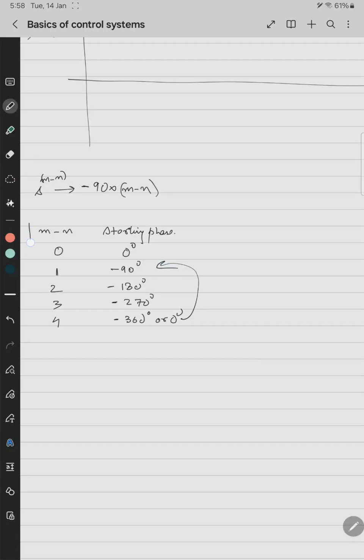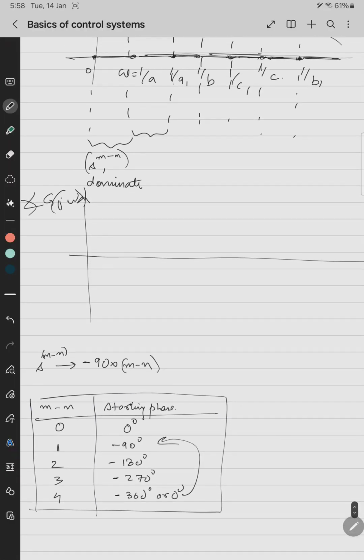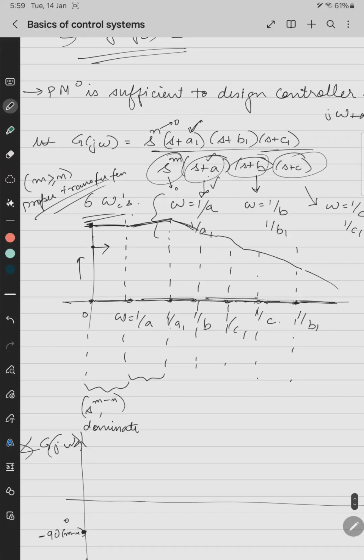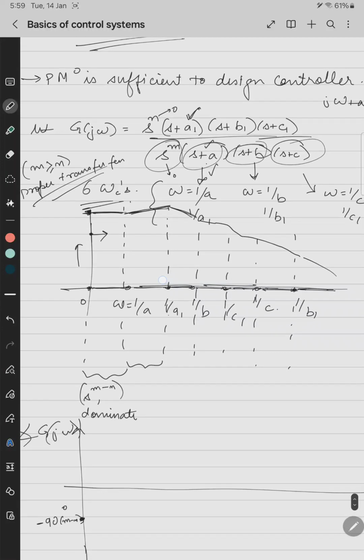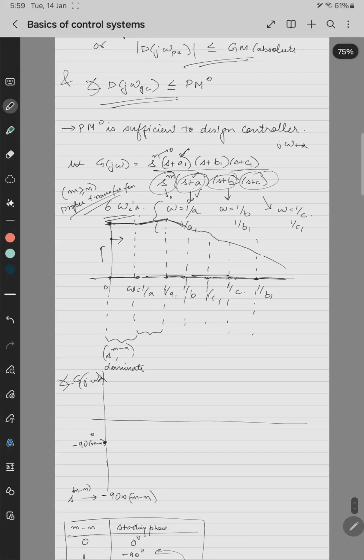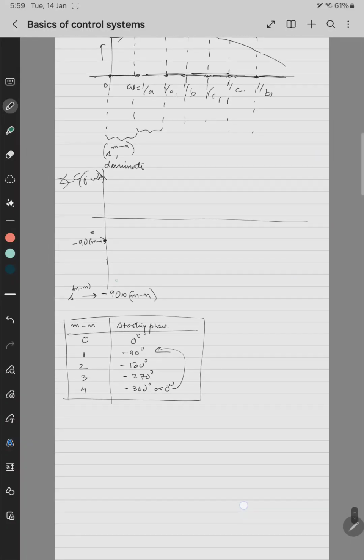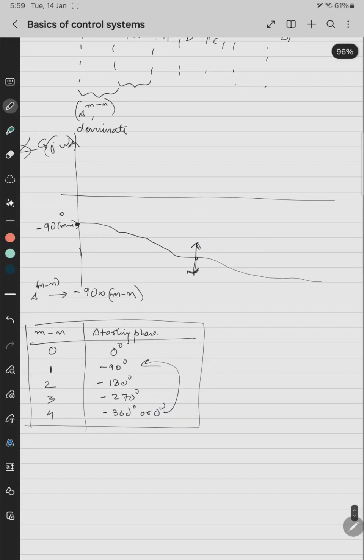This is the thing you should take into consideration. So starting means at what point? So this is minus 90 into m minus n in degrees, and then based on this, tan inverse of a by b like this you have to do. So based on this, then you have to draw the phase plot, and then you have to shift this up and down. So by what value it shifts up and down depends on the m minus n value.